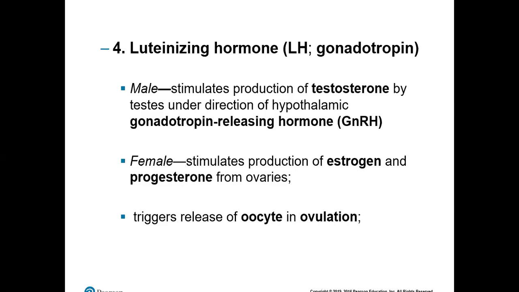In males, it stimulates the production of testosterone, one of the main reproductive hormones for males. And it is being controlled or regulated through something called GnRH, that's gonadotropin releasing hormone, which is produced in the hypothalamus. For females, it stimulates the production of estrogen and progesterone from the ovaries eventually, and we'll talk more about this when we get to chapter 26. But eventually, once you have an LH surge, that triggers the release of the egg cell, and that's a process called ovulation.